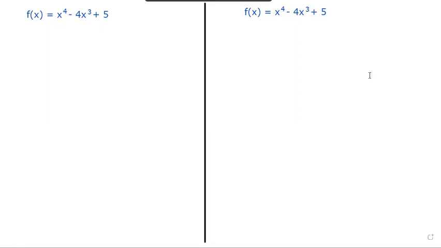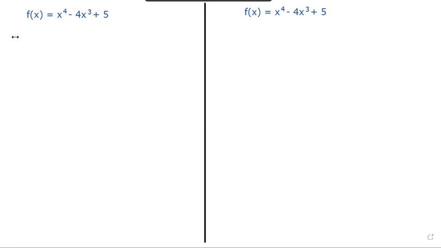Okay, here we want to look at two functions, and we want to use the first derivative test to find the relative maximum and minimum. And on the second one, we're going to also use the second derivative test to find the maximum and the minimum. You can have your choice. Some people like the first derivative test, others like the second derivative test, but we just want to show how you use each test.